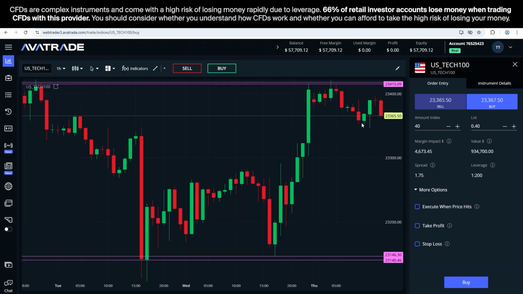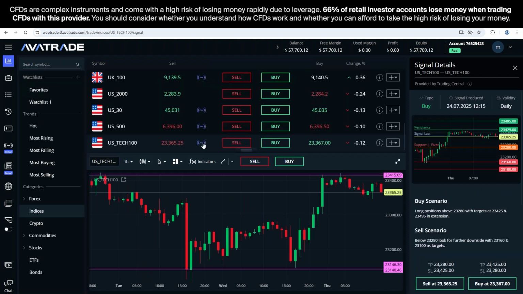My view would be to try and take a look at this and see, first of all, is there a signal on the US 100? So the US Tech 100, there is a signal. What's the technical signal? It's to buy. Okay, so the professionals at Trading Central think, from a technical perspective, that it's set up for this to climb further.